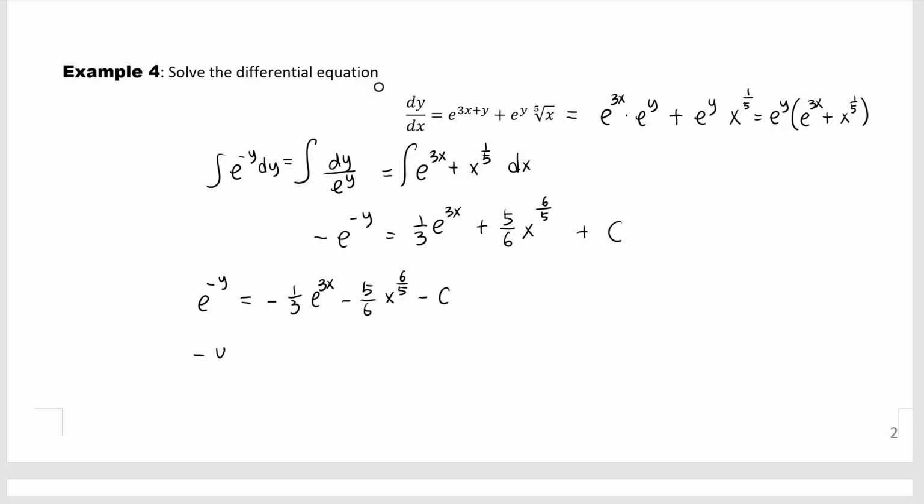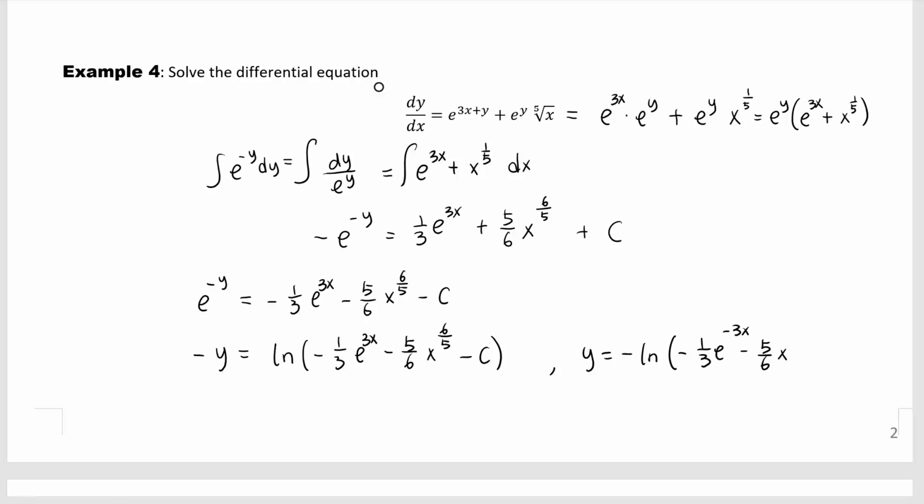We take natural log and then we get -y is natural log of -1/3 e to the 3x minus 5/6 x to the 6/5 minus c. Okay, and then what is y? Well, multiply by -1 on both sides. Let's see. Okay, so this is our answer. All right. So far, so good, everyone.